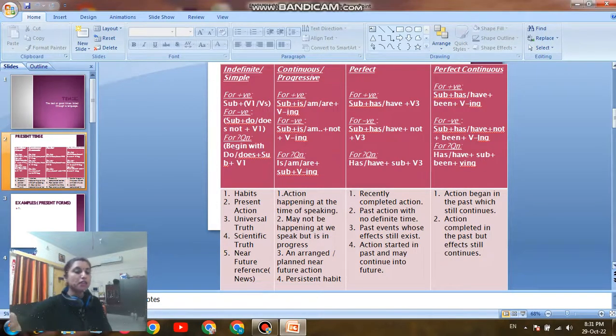ठीक है. So perfect continuous पे सिर्फ वही perfect tenses का have, has लगेगा plus been लगेगा और verb-ing लगेंगे. And similarly has, have के बाद ही not लग जाएगा और has, have को आपको subject के पहले लाना पड़ेगा if it is a question statement, right? So same thing. So I hope you have already understood the present tenses.